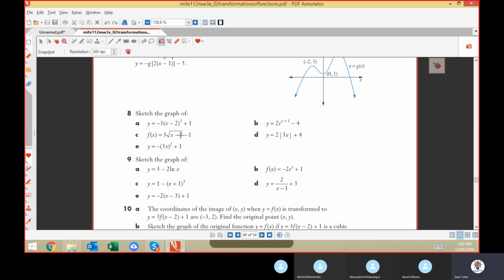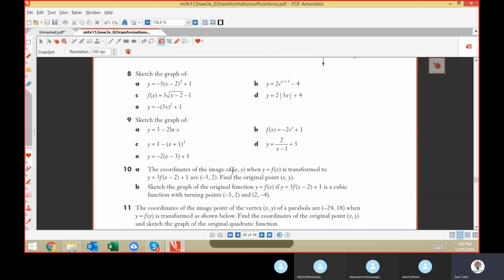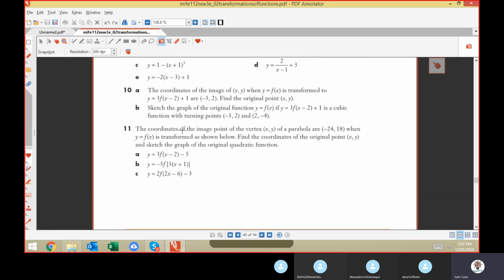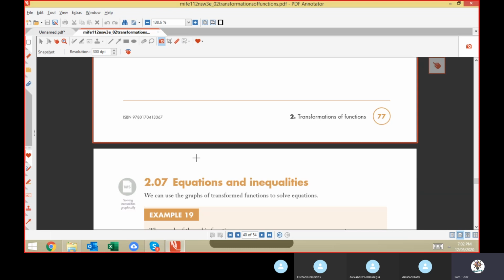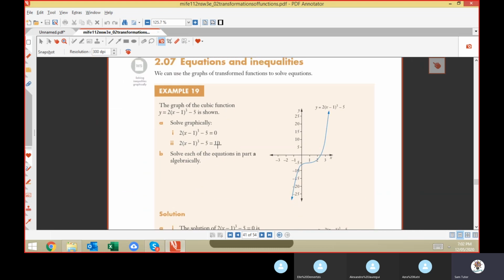So, hopefully these functions are okay. If you feel like you want to go through these functions, let me know now, and I will. Otherwise, we'll just keep moving on. Okay. All right. I think so. Pretty okay. Equations and inequalities. This should be pretty easy.